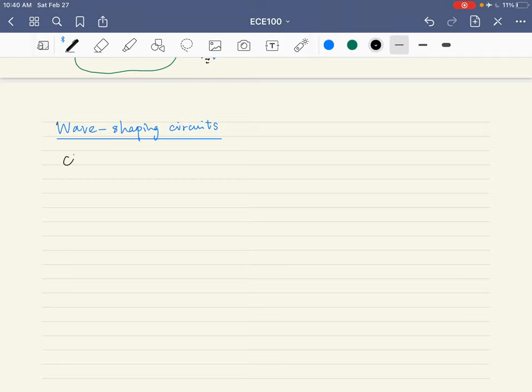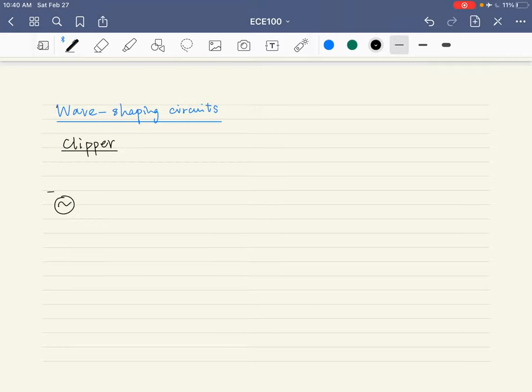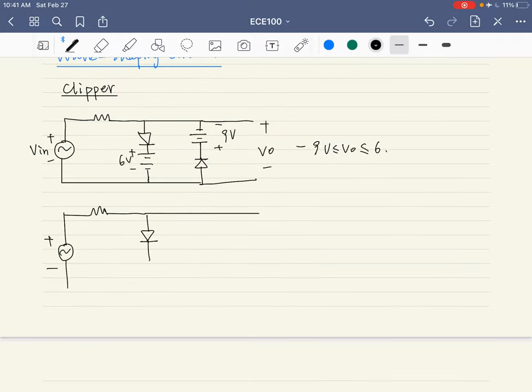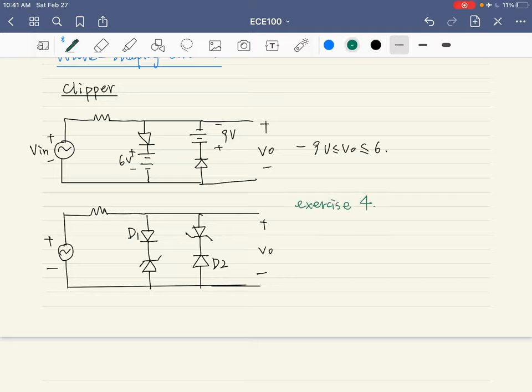Let's discuss clipper first. In the lecture, we have a circuit like this. It is helpful to know that it has other formats. We replace the DC voltage source with a Zener diode we mentioned before. Great. Let's do an exercise here. Please draw the transfer characteristic and the output waveform for this circuit.